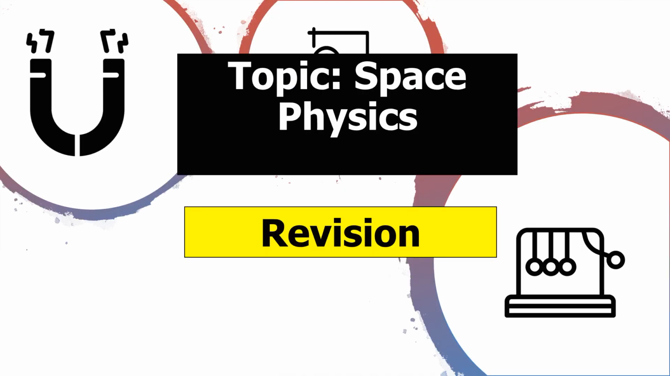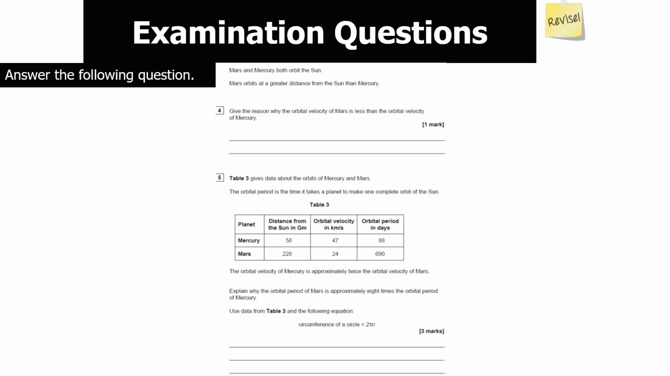Let's have a look at some questions to do with space physics. So the first question says, Mars and Mercury both orbit the Sun. Mars orbits at a greater distance from the Sun than Mercury. Give the reason why the orbital velocity of Mars is less than the orbital velocity of Mercury. Then Table 3 gives data about the orbits of Mercury and Mars. The orbital period is the time it takes a planet to make one complete orbit of the Sun.